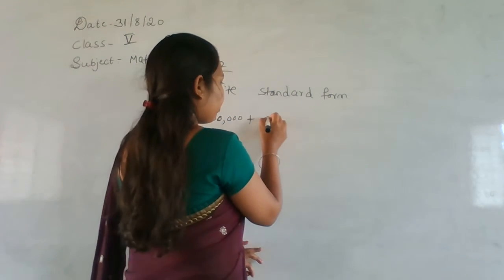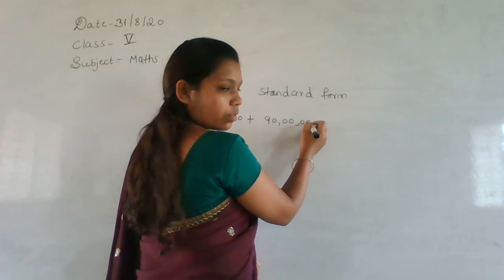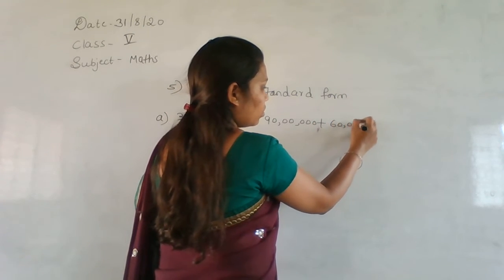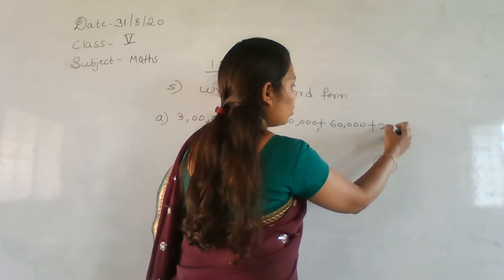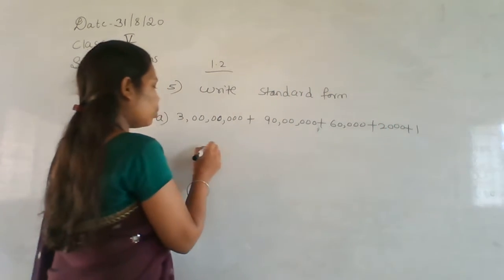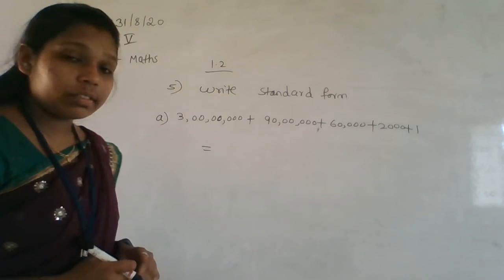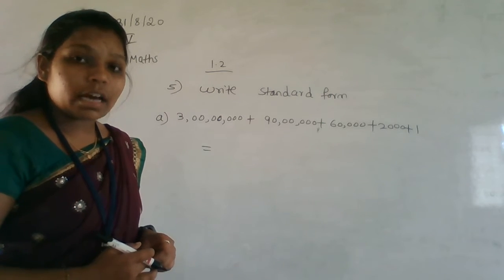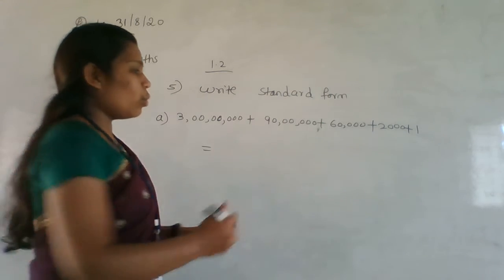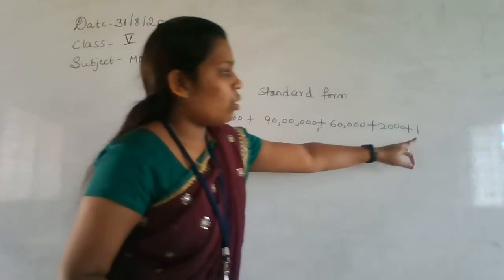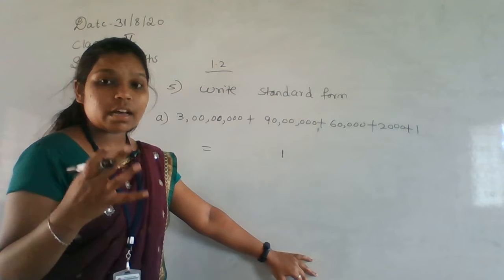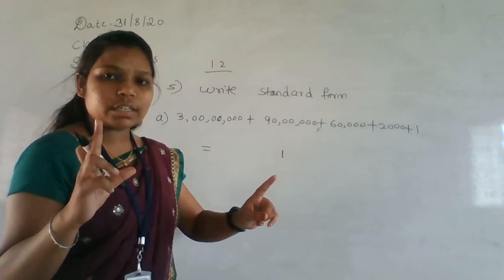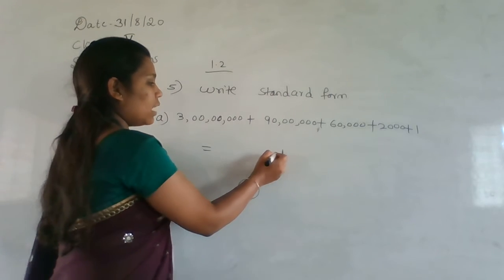Plus, next plus 60,000 plus 2,000 plus 1 is equal to what? Okay, so first you have to count how many zeros are there. Based on the zeros you can find which place value the number is in. So 1 is there, just write down 1 in the ones place, because in the ones place there will be no zeros. Next, in the tens place, how many zeros? 1 zero. Any number having 1 zero here? No. In the tens place, the value is 0.